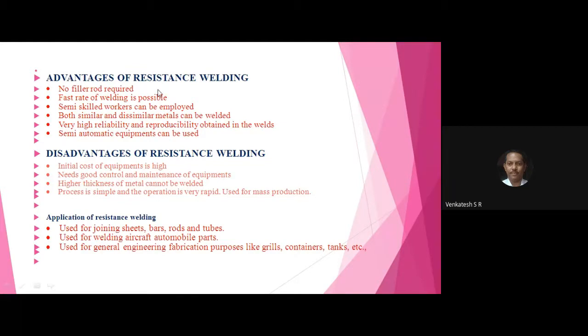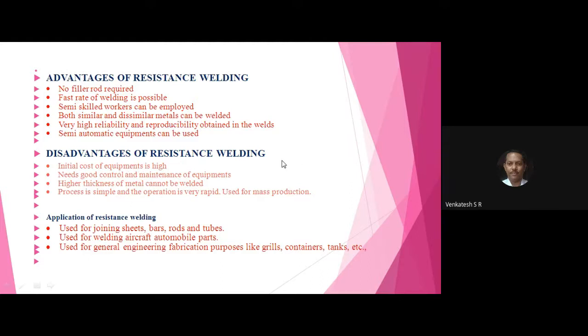Say the advantages: no filler rod is required, the process is fast, anybody can control the welding process, both similar and dissimilar metals can be joined, and the process is very clean and does not produce any harmful gases. So you have a lot of advantages.